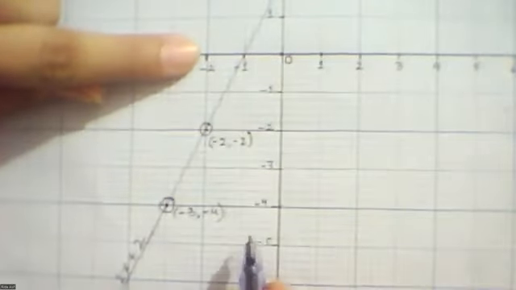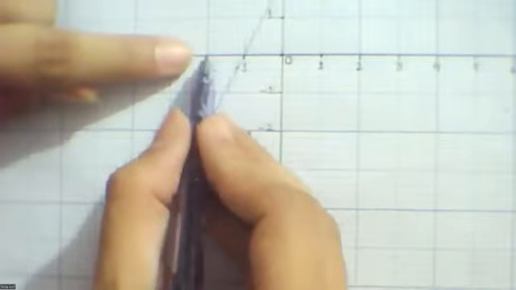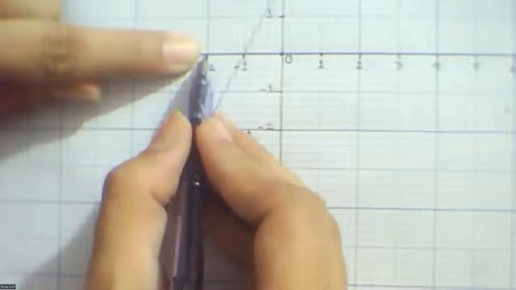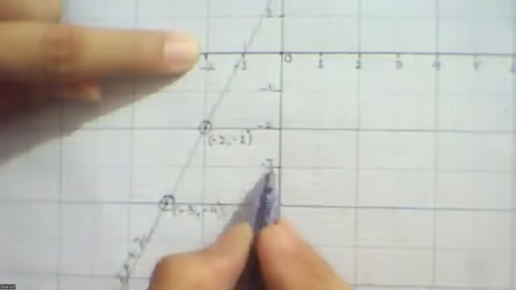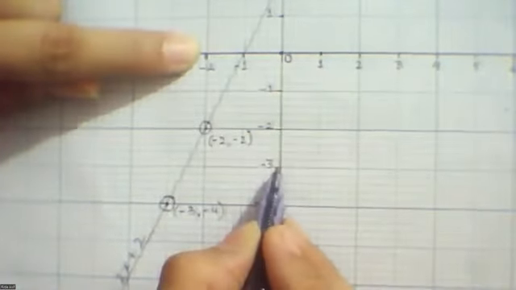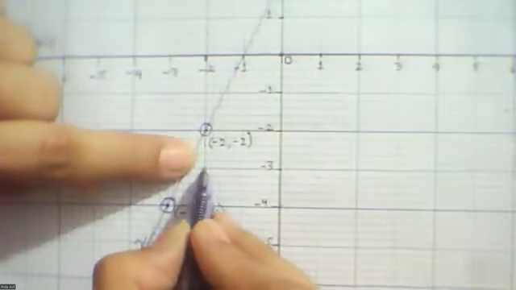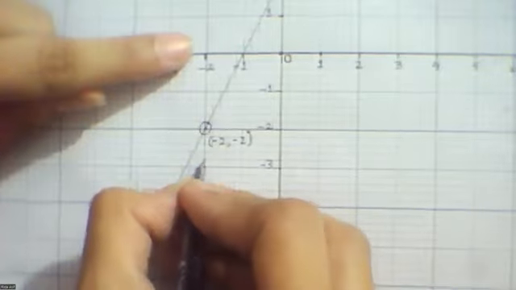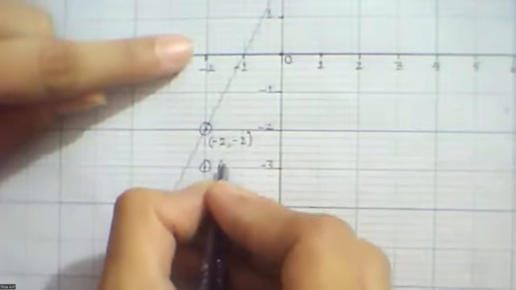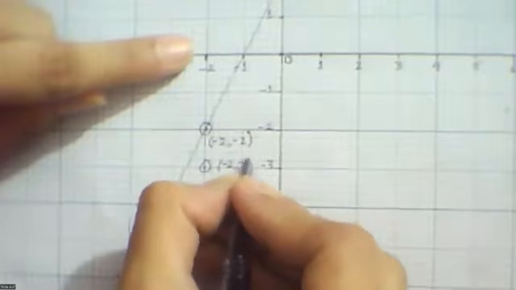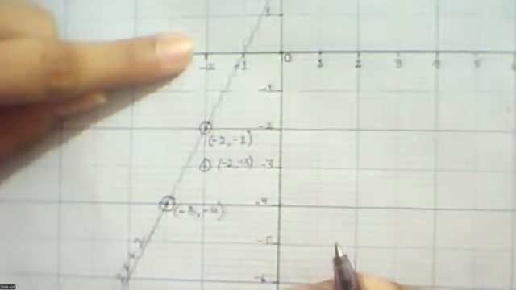Where is the second value? -2 and -3. On the x-axis, we have taken -2. And what about -3? -3 is written on the y-axis over here. Now, where do these 2 points coincide? Okay. Here we get -2 and -3, right? The third point is 1 and 0.